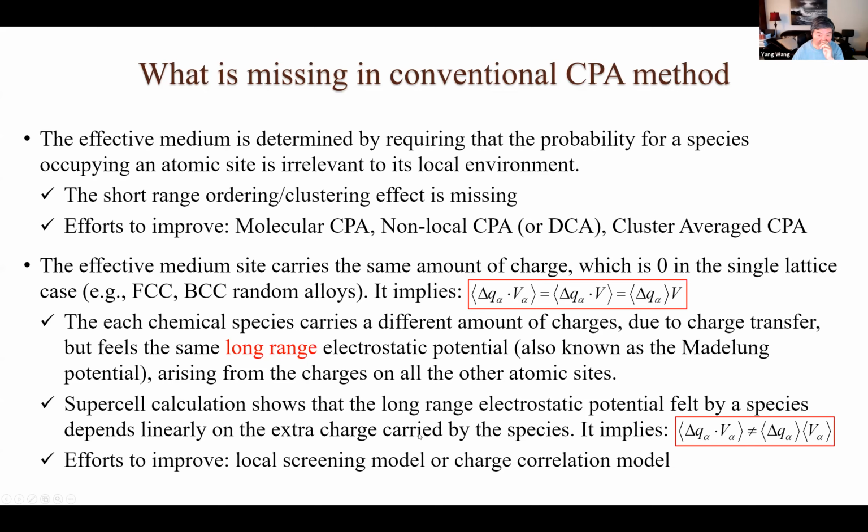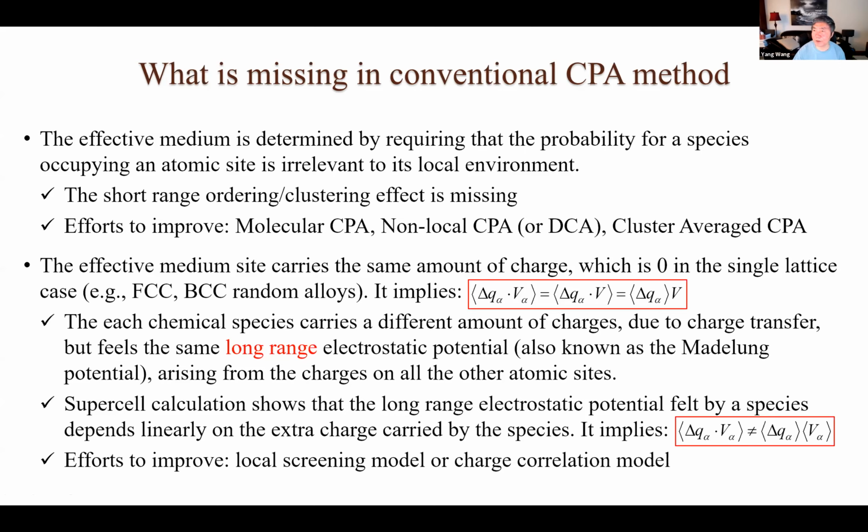But, Jan, yes, it's still true that, for example, in systems where these non-local correlations are weak, CPA will give you faster convergence than usual brute-force supercell calculation, because to some extent CPA is treating the system in the thermodynamic limit. The effective medium helps with the convergence. Yes, I think so. Okay.